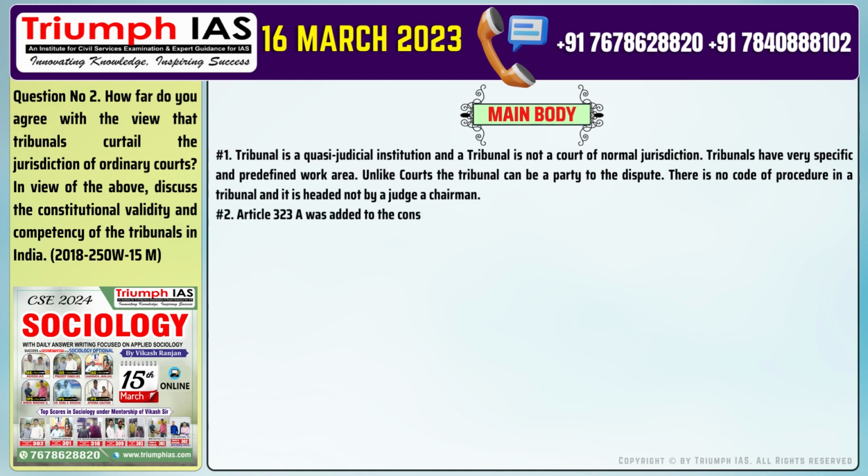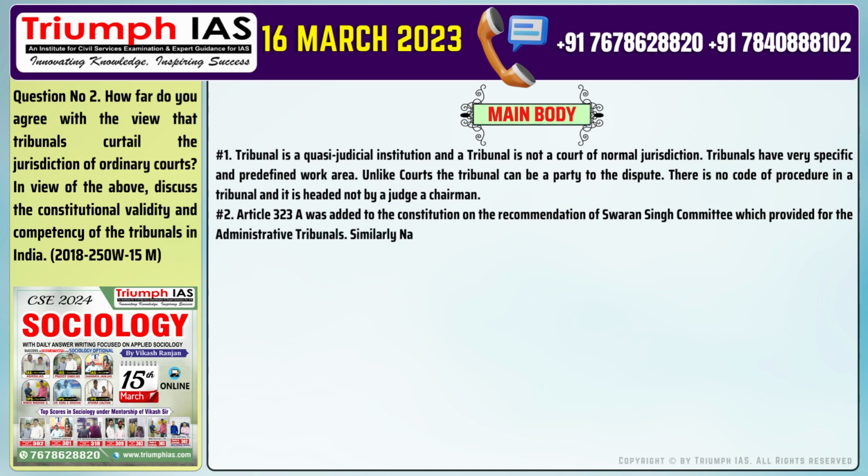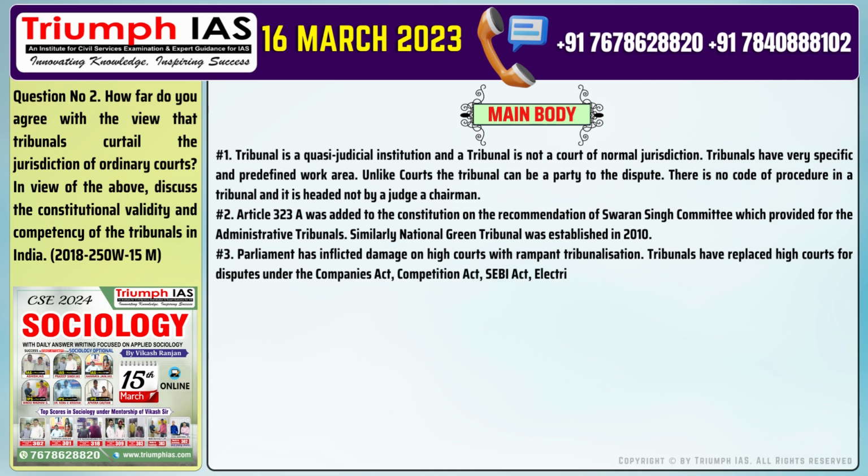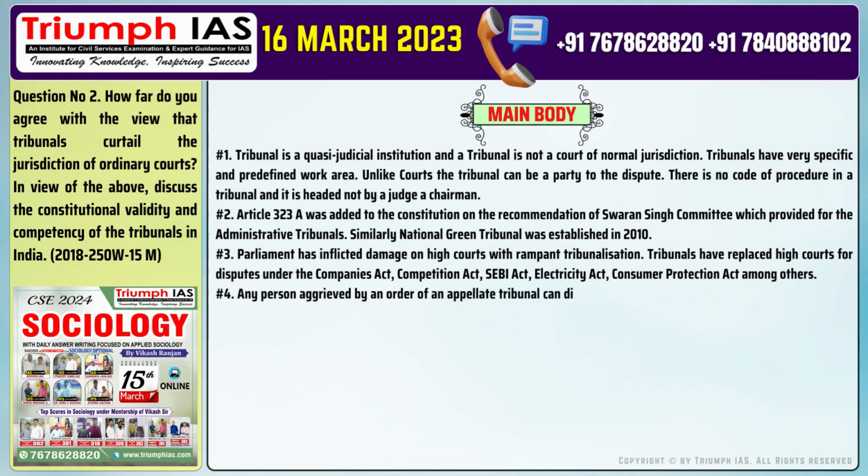Number 2. Article 323A was added to the Constitution on the recommendation of the Swaran Singh Committee, which provided for the administrative tribunals. Similarly, the National Green Tribunal was established in 2010. Number 3. Parliament has inflicted damage on high courts with rampant tribunalization. Tribunals have replaced high courts for disputes under the Companies Act, Competition Act, SEBI Act, Electricity Act, Consumer Protection Act among others. Number 4. Any person aggrieved by an order of an appellate tribunal can directly appeal to the Supreme Court, sidestepping the High Court.